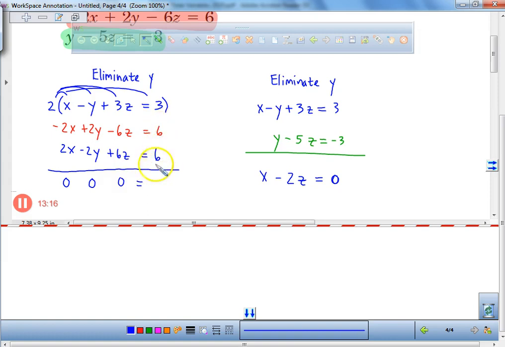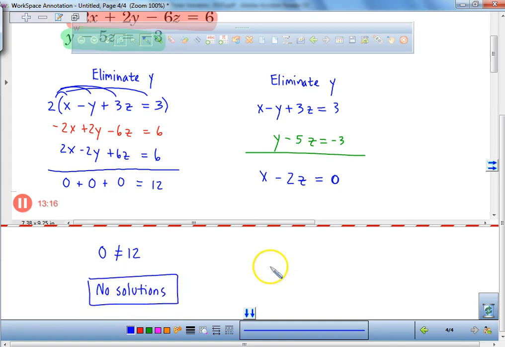What do those add up to? Is 0 plus 0 plus 0 equal to 12? 0 is not equal to 12. This is a scenario where you're going to have what's called no solutions. Well, dadgum, we did all that work just for no.